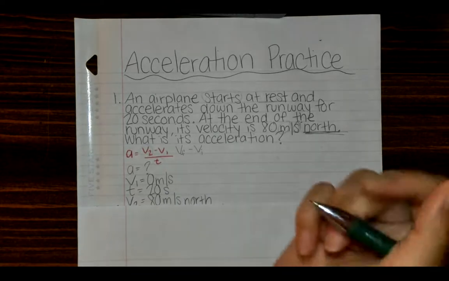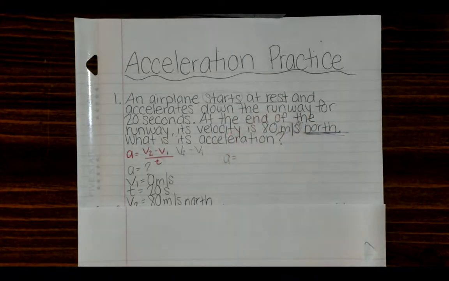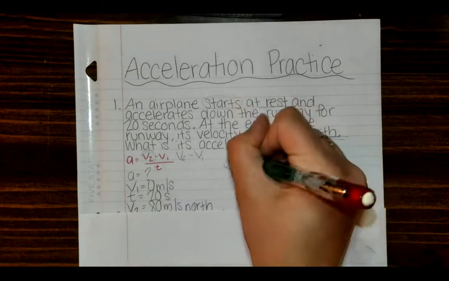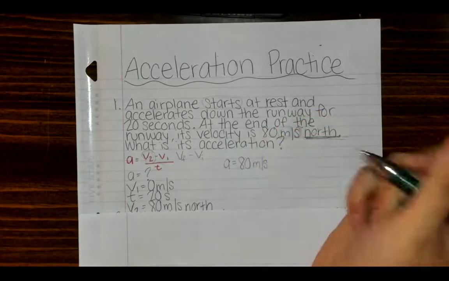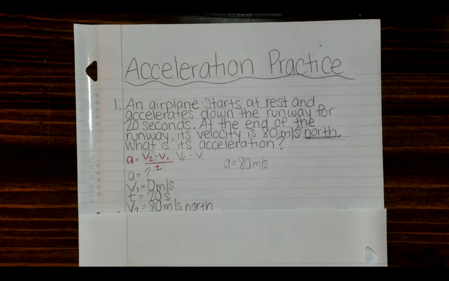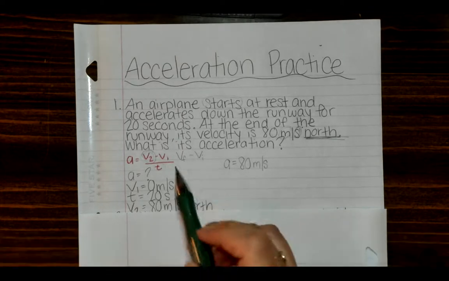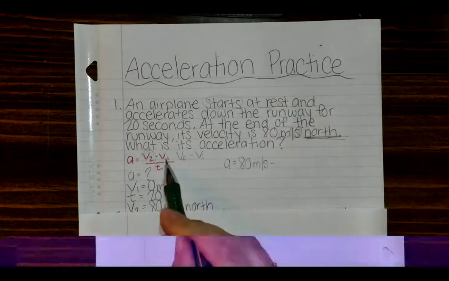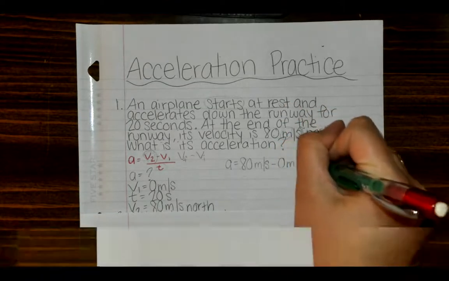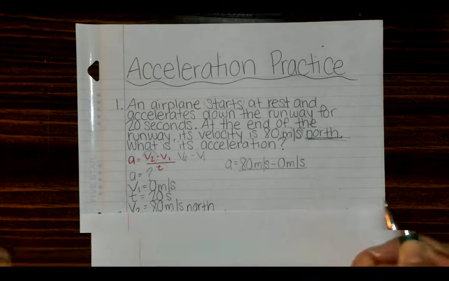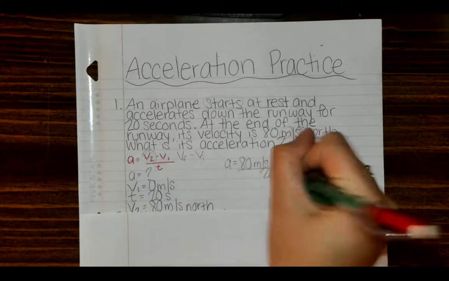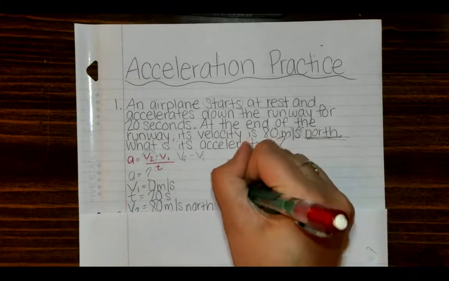So now we're just going to plug and chug. So we are looking for acceleration. So what goes on top is V2, or the second velocity. In this case, it's 80 meters per second. And you don't have to write north every time, but I would like you to write the unit because it'll keep everything organized for you. And we have minus V1. And our V1 is 0 because it started at rest. So 0 meters per second. And that goes all over our time according to our formula. And our time is 20 seconds. Okay? So now we can go ahead and begin to solve.